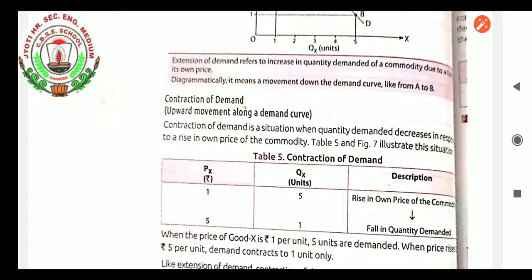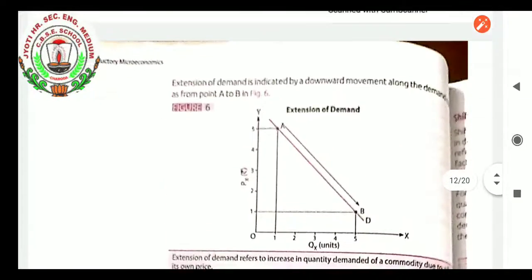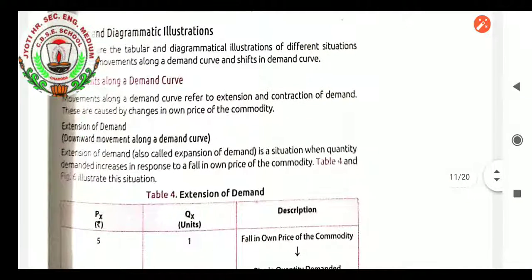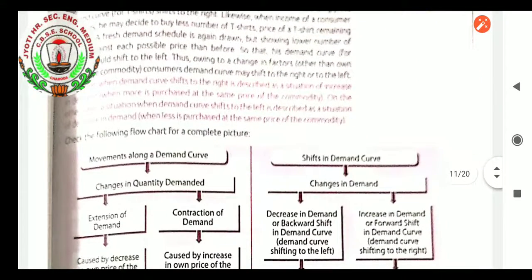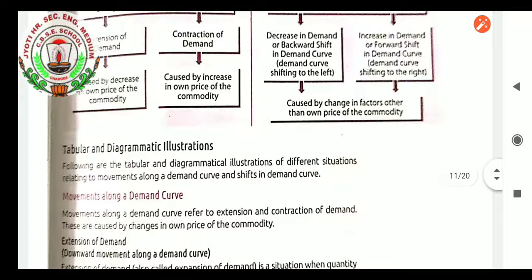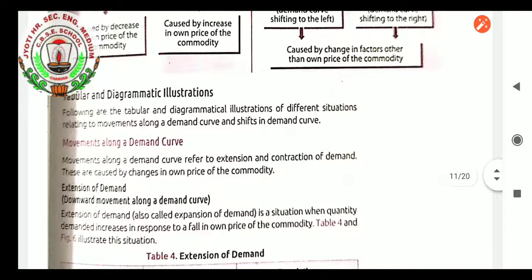Today we will be continuing the chapter theory of demand with the topic when there is an increase and decrease. Last class we have already completed movement and shift of demand. I explained to you when the demand curve will be moving, when the demand curve will be shifting. Now I will be explaining you the movement along a demand curve.